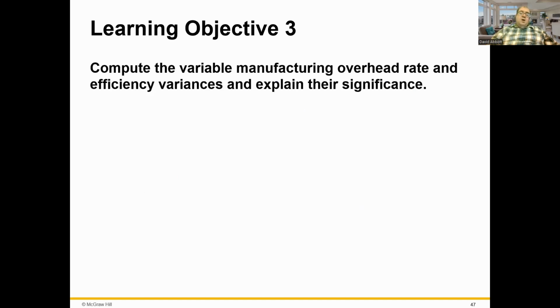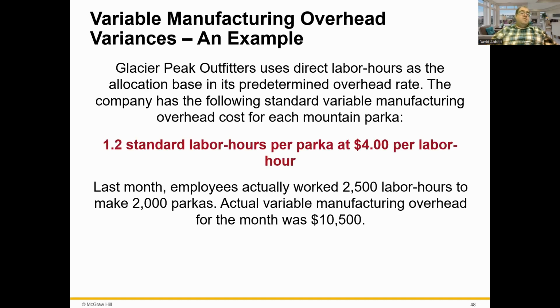All right, so now looking at the variable manufacturing overhead rate and the efficiency variance, and explain their significance. So we'll look again at another example.